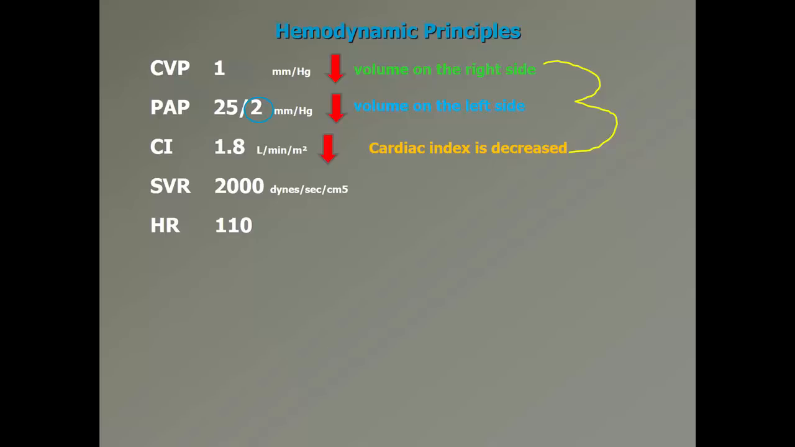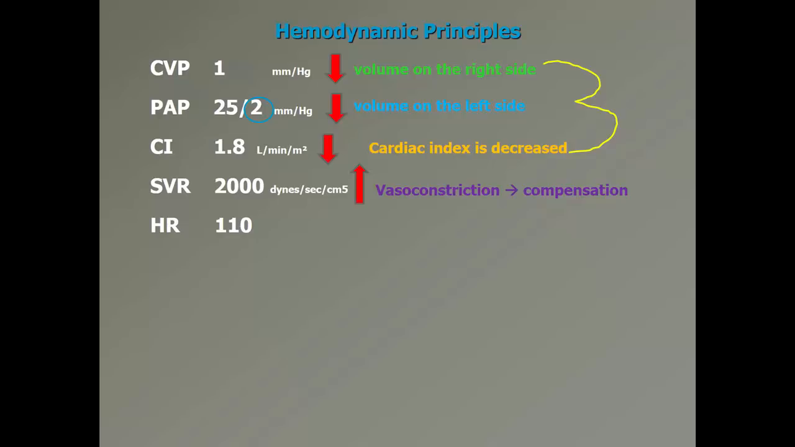Then we see that the systemic vascular resistance is high. The SVR should be between 800 and 1200, and it's high. Well, why would the SVR be elevated? Well, remember that whenever the cardiac output goes down, the kidneys complain. They need a lot of cardiac output to filter the blood throughout the day. So whenever the cardiac output goes down, the kidneys will secrete renin.